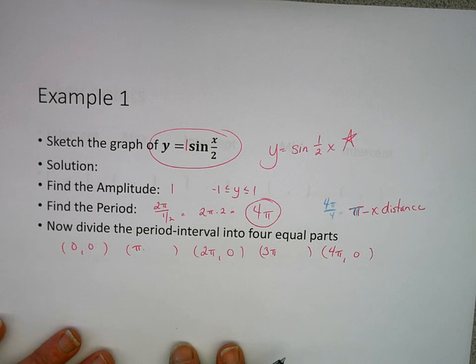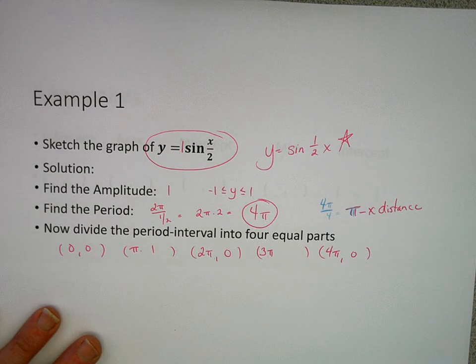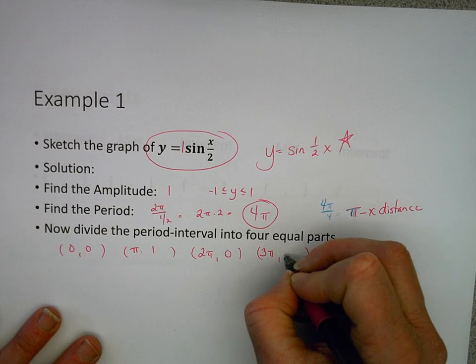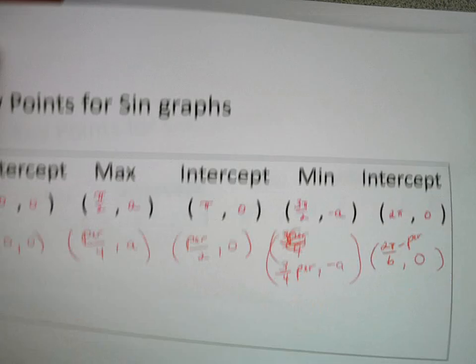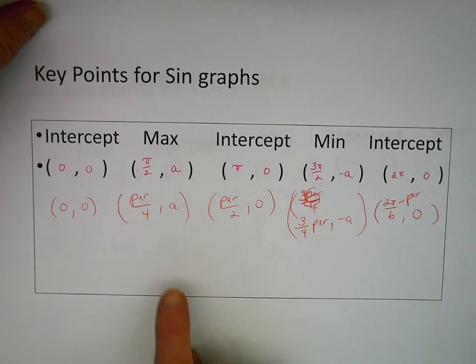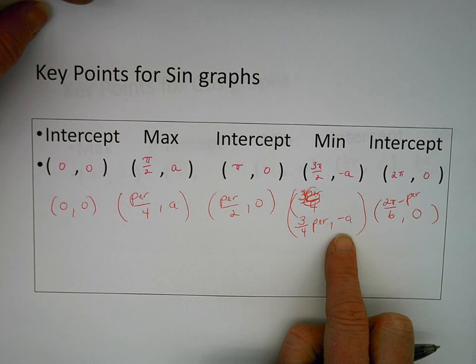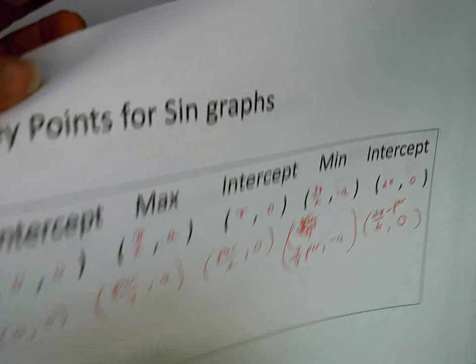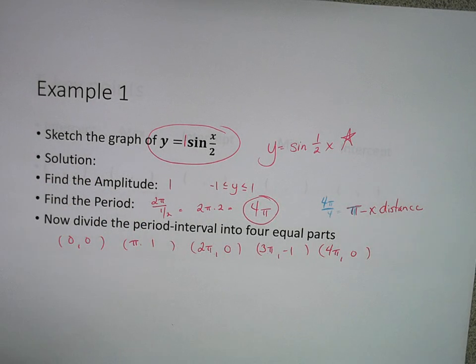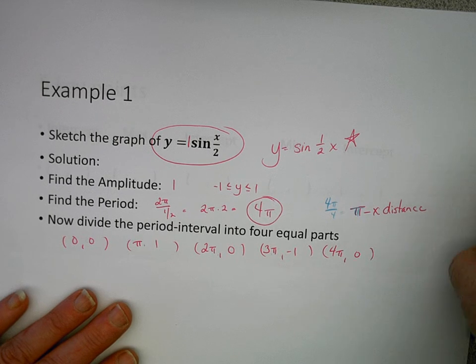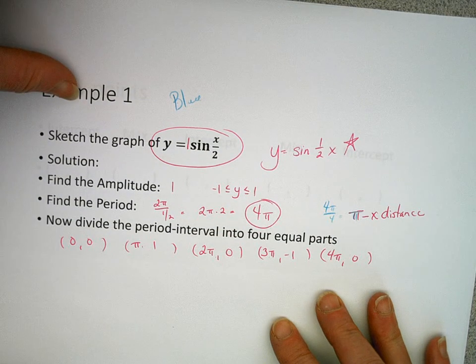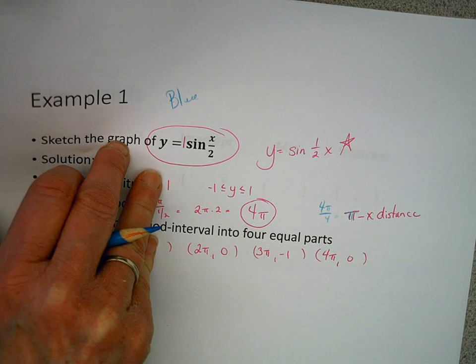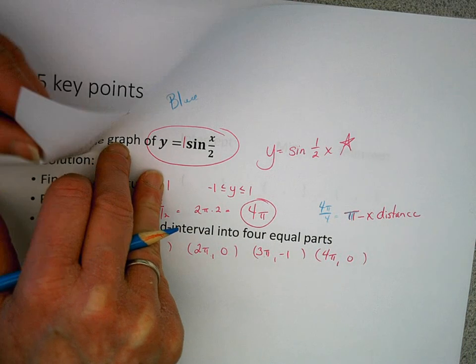Amplitude is 1, so we're going to go up to 1, and then this point is going to go down to -1. If you're not sure, you can go back to this: our A value and our negative A value go here. I'm going to do this first graph in blue, and I'm going to graph it. I'm going to be flipping back to this graph later on.